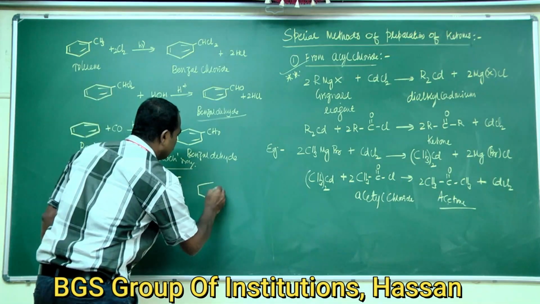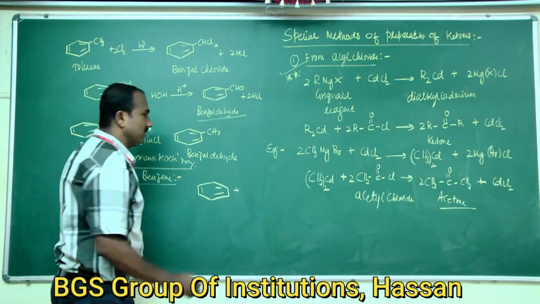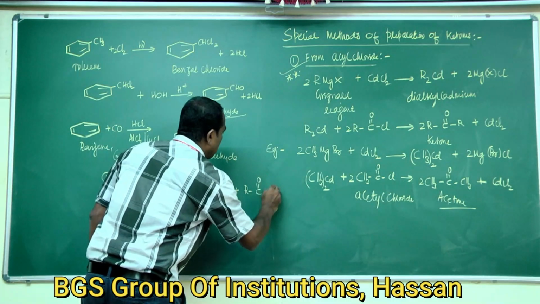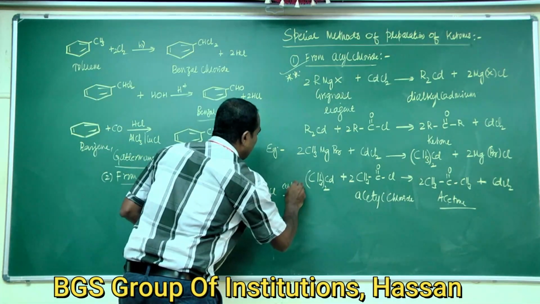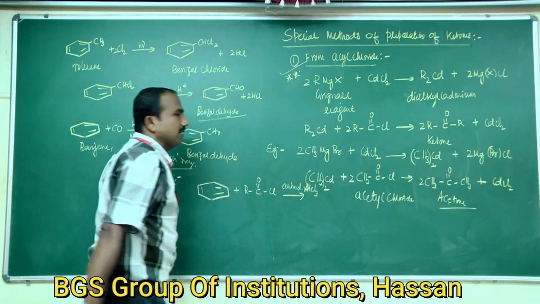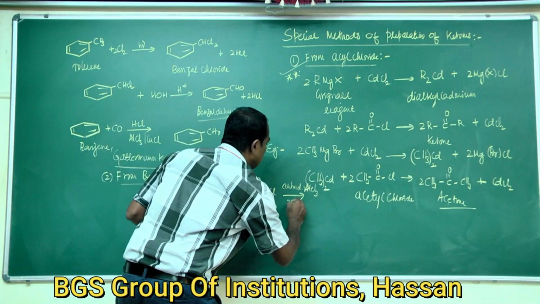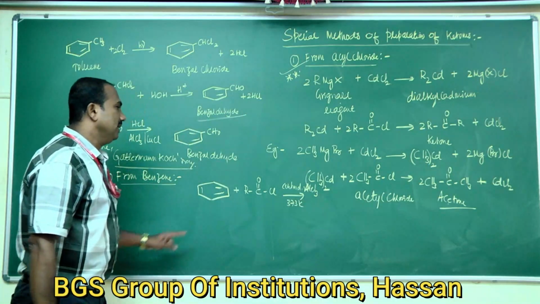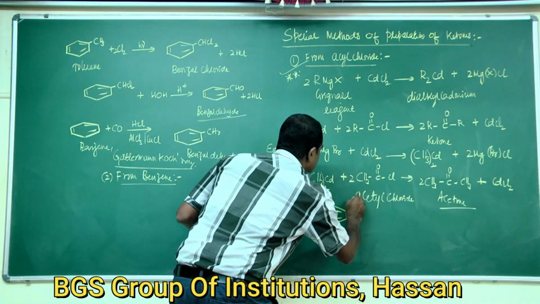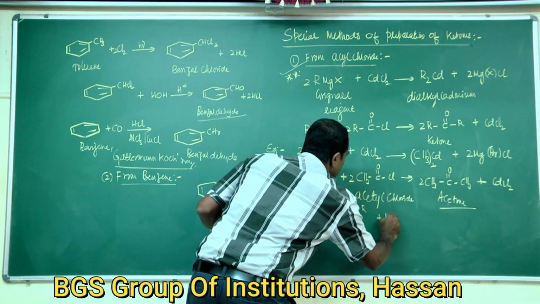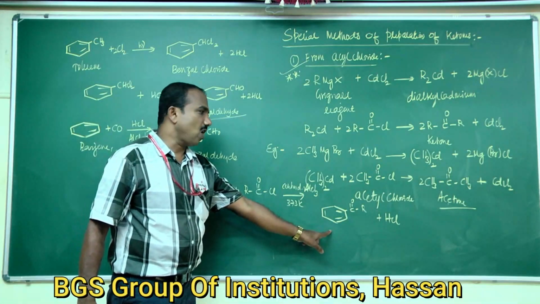When benzene is treated with acyl chloride in the presence of anhydrous aluminum chloride, heated at a temperature of 373 Kelvin, it gives a benzene ring connected to C=O connected to R, plus H combining with Cl, HCl. So this is the ketone, that is, an aryl ketone is formed.